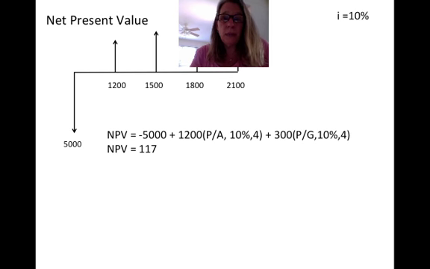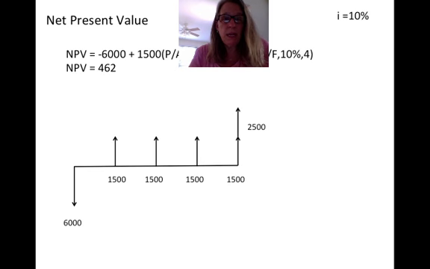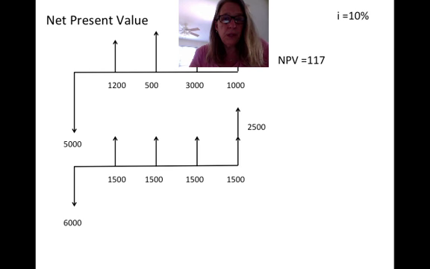In this case, I'm looking at this as a gradient. So we have $1,200 for 4 years plus a $300 gradient for 4 years. So it's $117. In this one, I'm going to say that it is equal annual payments for 4 years and then a $2,500 payment at the end. And that's $462. So we have 117 versus 462. So we're going to go with this highest value alternative.